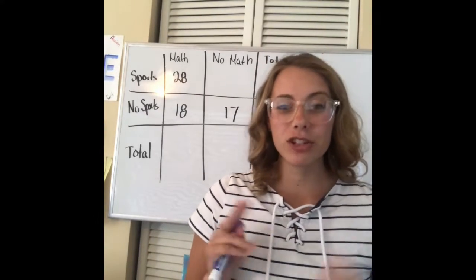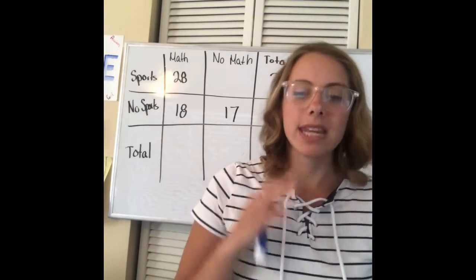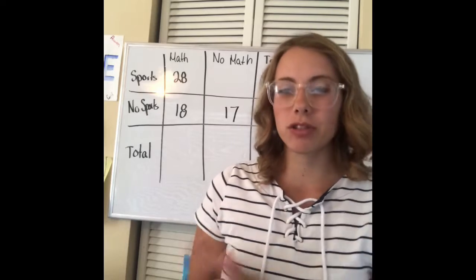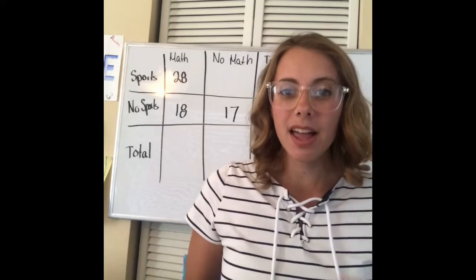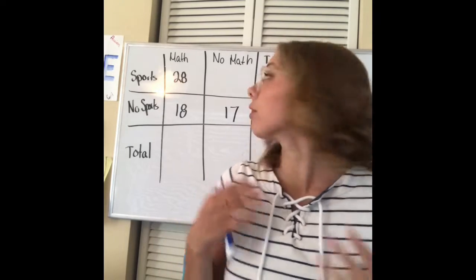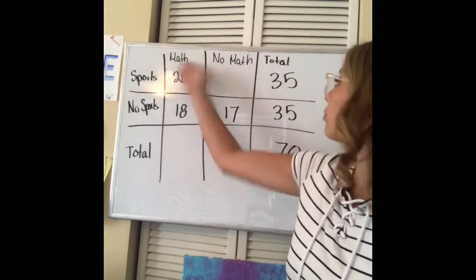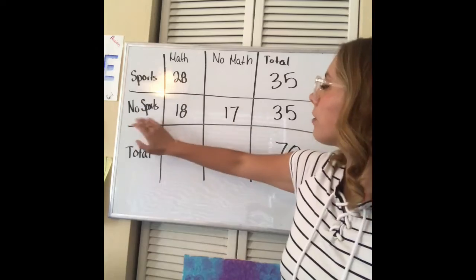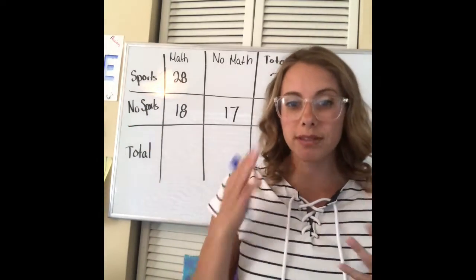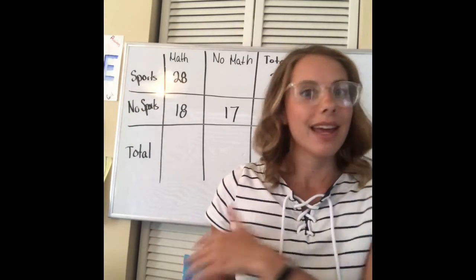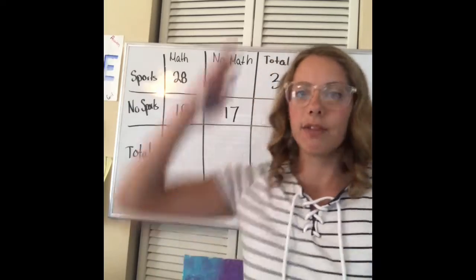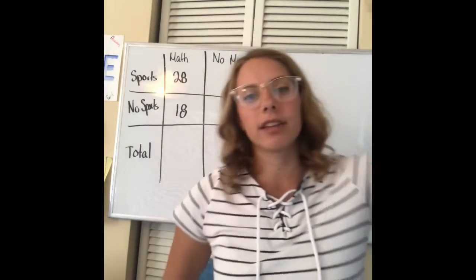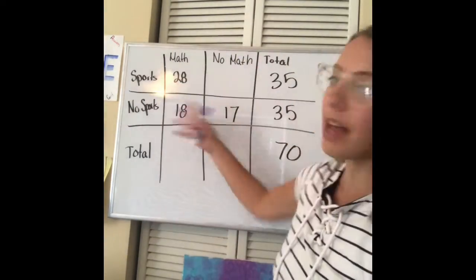Question 1, we have a two-way frequency table. Now a two-way frequency table is just a way to write data in two categories. So for example, our two categories are students who like math or don't like math, and students who like sports versus don't like sports. So this could be a survey that I gave in our classroom and said, raise your hand if you like math, raise your hand if you like sports, and then this is how we would analyze that data.